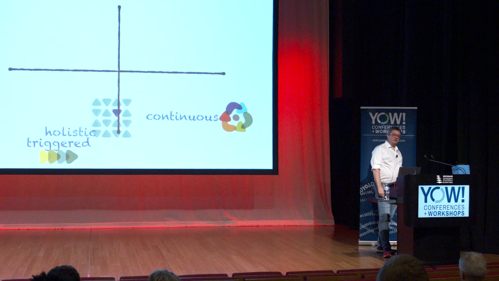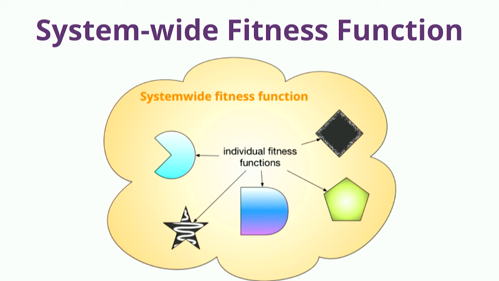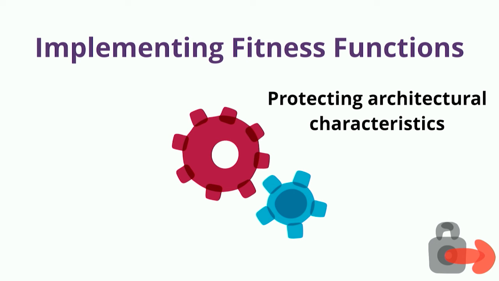So we also have this concept of a system-wide fitness function, which is the aggregation of all these fitness functions together. And it's not like one big giant unit test you can run and get a green or red bar, but we're starting to think that we can define architecture with a lot fewer words and a lot more tests and fitness functions, because a fitness function gives you not only the definition, but a way to verify that definition at the same time.